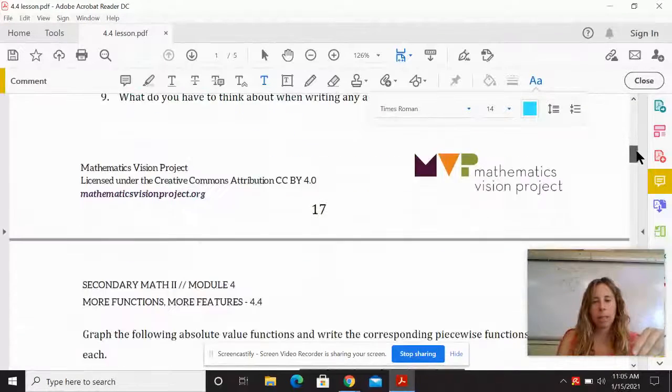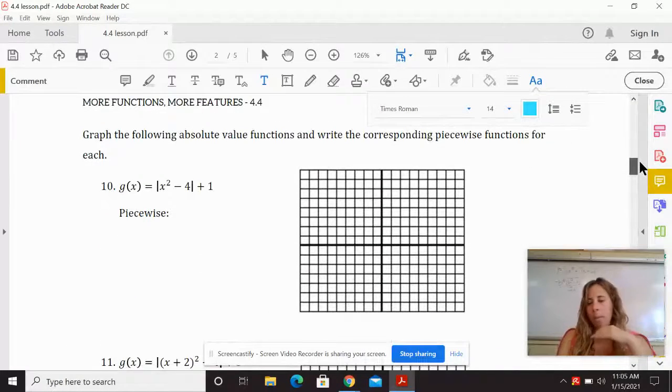Number 9, we're going to skip on through. Number 10. So number 10 is a little bit harder. It says, graph the following absolute value functions and write the corresponding piecewise functions for each. Jeez, mouthful. Sorry, got some ice in there. This one is tricky.